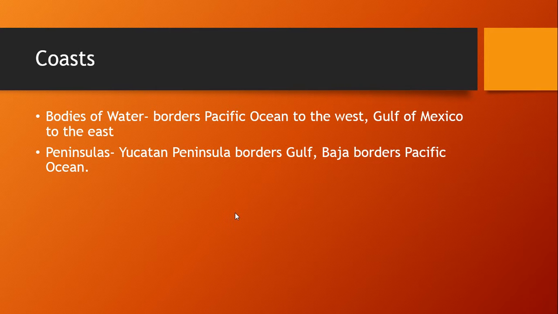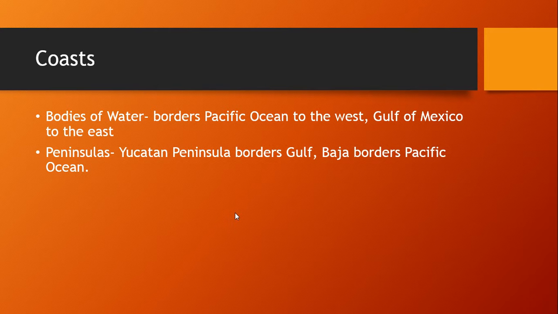There are two major peninsulas in Mexico, and you'll remember that a peninsula is a body of land that has three sides facing water. So an island is a body of land that's surrounded by water. A peninsula has 3 of its sides surrounded by water. And I forgot to highlight that as a vocab word, but go ahead and write peninsula down and write down that definition because it's important to know.